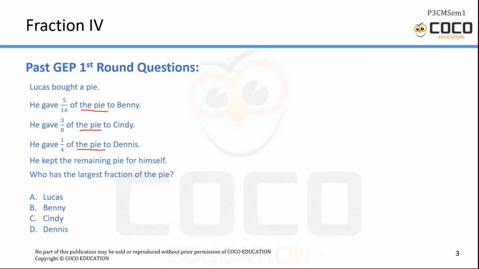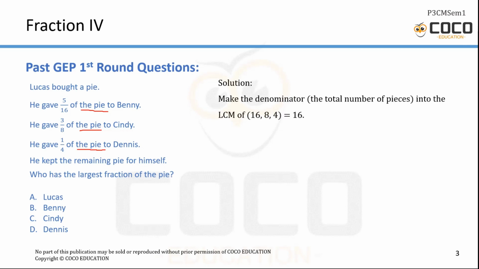Okay, so how do we solve this question? We need to compare all of these fractions, correct? The easiest way to compare fractions is to make the denominators the same, correct? In this question the denominator means the total number of pieces in this pie. So to make them the same, we make it into the lowest common multiple. So we find the lowest common multiple of 16, 8, 4. Very easily we know it's 16.